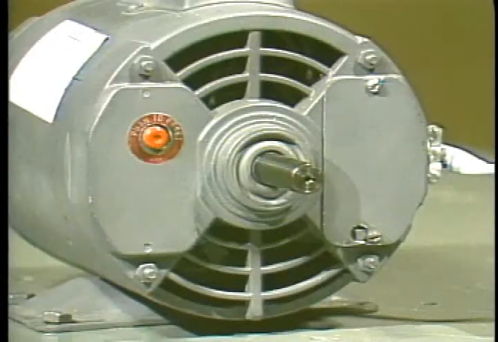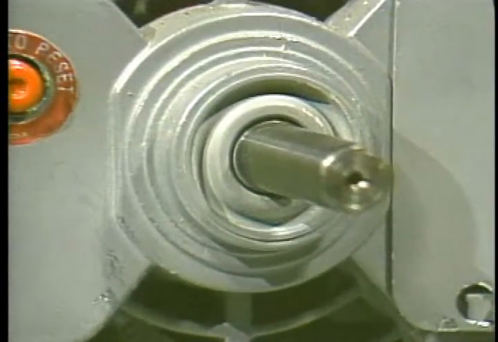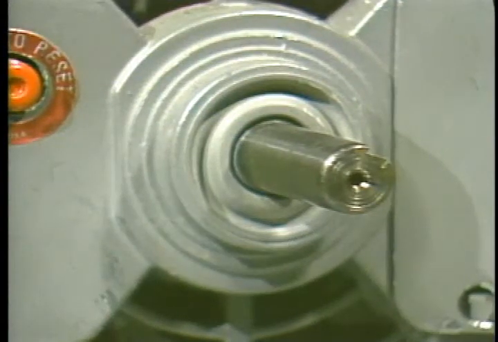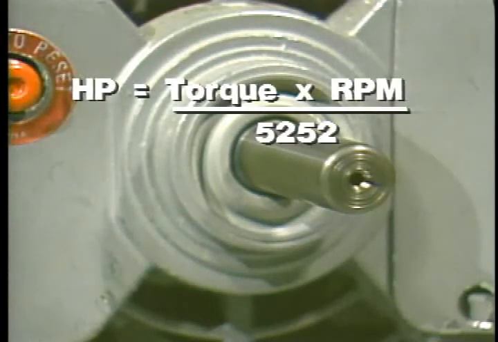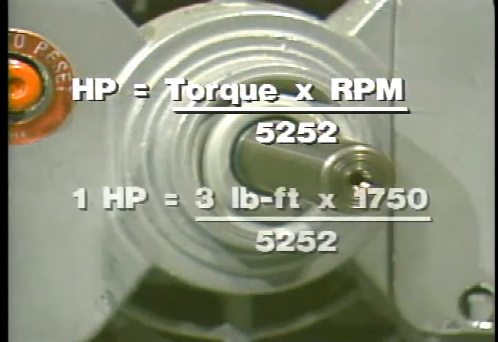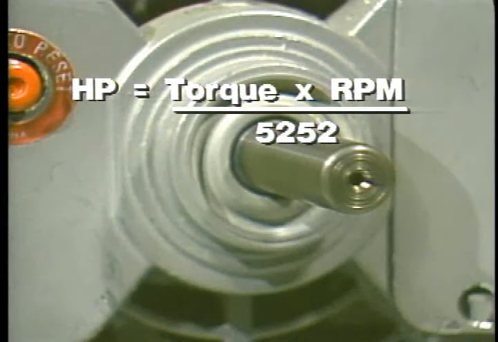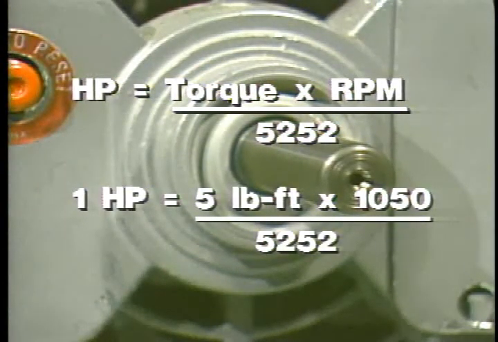Power is related both to the shaft speed and to torque. The more torque a motor exerts, the larger the load that it will move. The faster the shaft turns, the faster a particular load will move. This simple formula relates torque in pound-feet and motor speed in revolutions per minute to horsepower. If a motor is turning at 1,750 RPM, for example, it must exert 3 pound-feet of torque to produce 1 horsepower. It will also produce 1 horsepower if it exerts 5 pound-feet of torque and runs at 1,050 RPM.